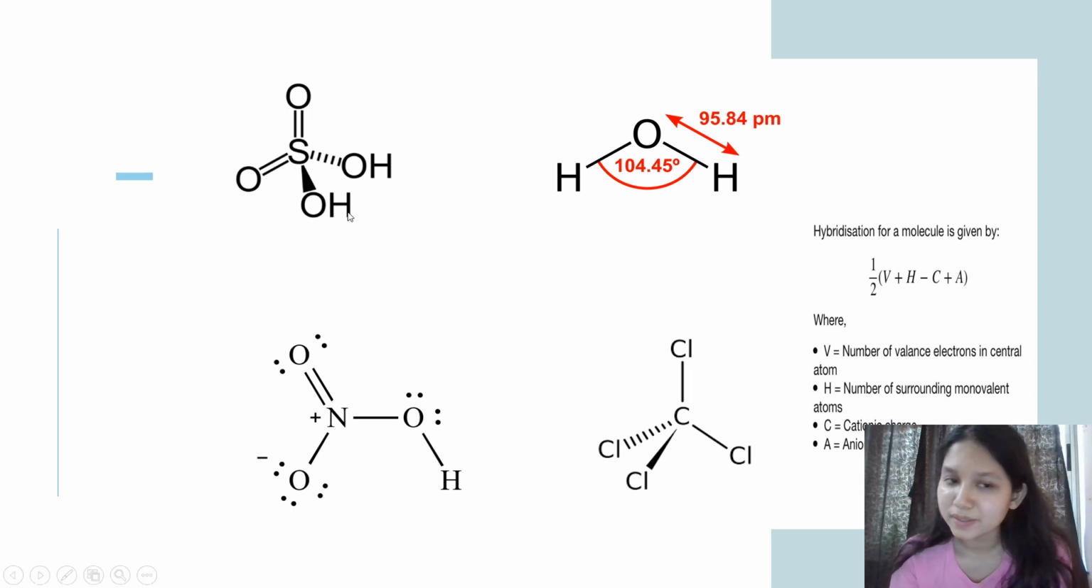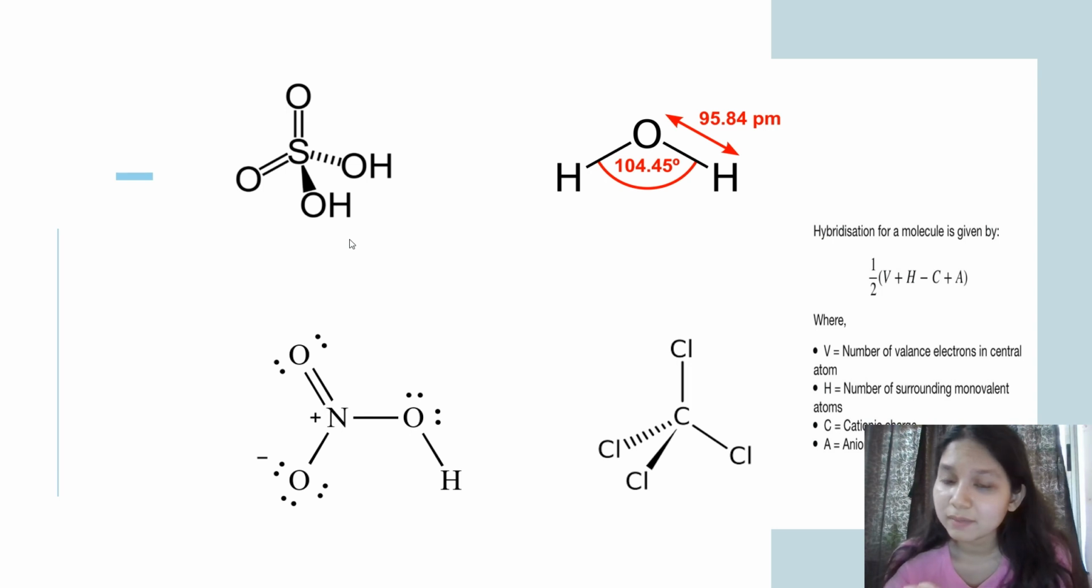So remember one thing, for H2SO4, whenever you calculate, you have to consider the anion, okay? The SO4 minus anion, because we are considering the hybridization of sulfur, so it is in the anionic form. So for the anion, if you calculate the hybridization state of sulfur using this formula, you will find that sulfur is having sp3 hybridization in this molecule.